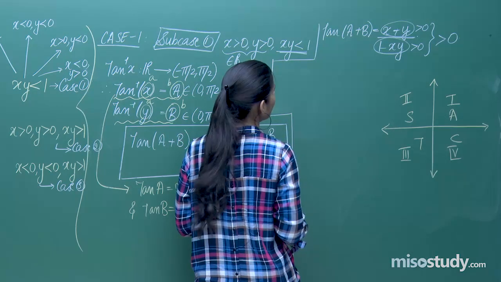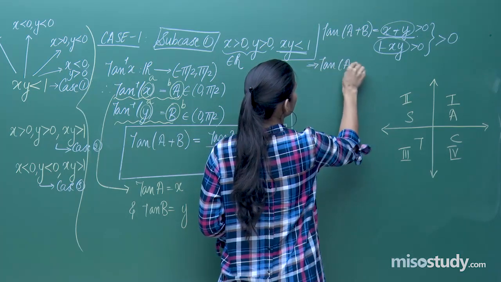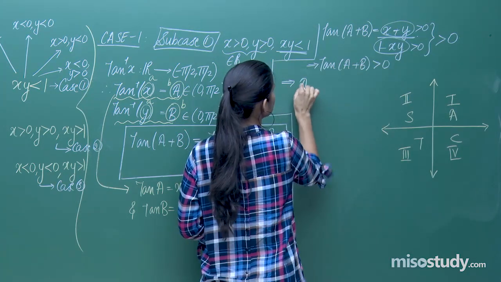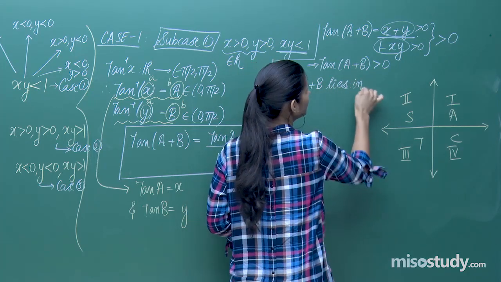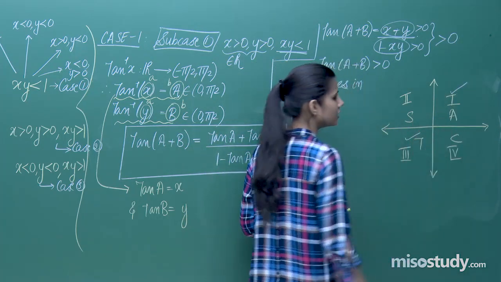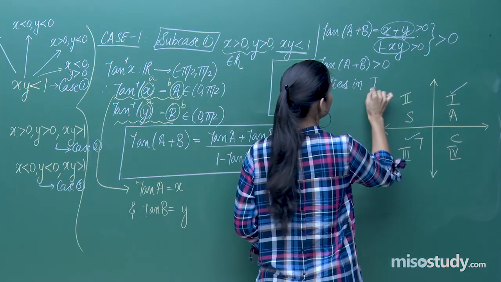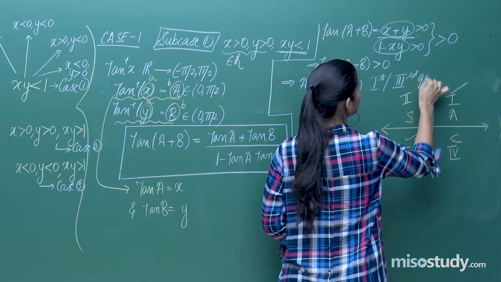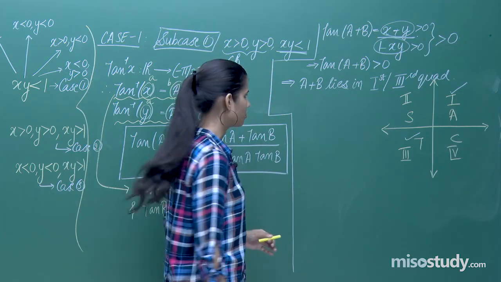So if I am getting tan of A plus B is positive, this implies A plus B, that is the angle, lies in either the first quadrant or the third quadrant, because in the second and fourth quadrant tan is negative. A plus B lies in first or third quadrant.